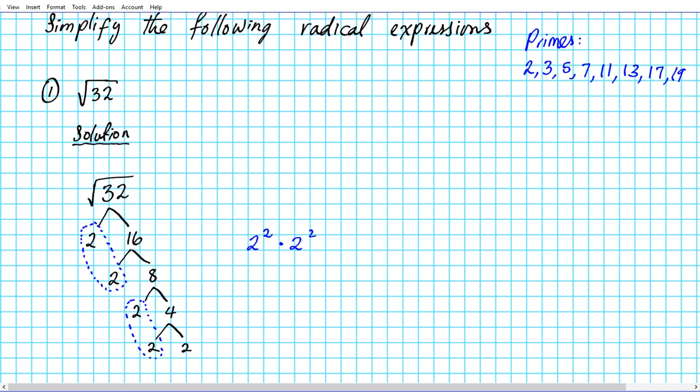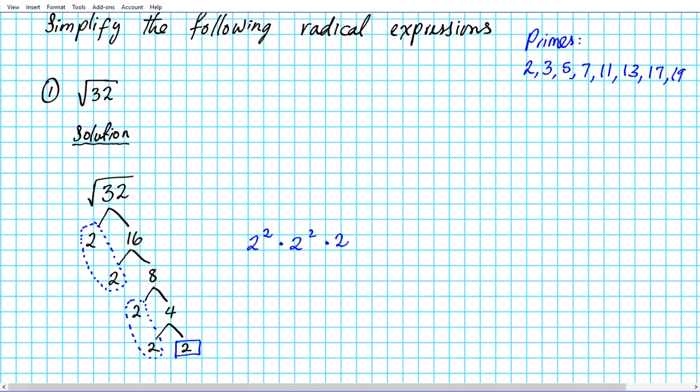Now, how about this 2 right here? It's by itself. It's not double, okay? It's not 2 times 2. It's not a square. Sorry. So since it doesn't have a partner factor identical to it to break out of the radical with, this 2 stays behind. Okay? So let me illustrate what we're about to do.